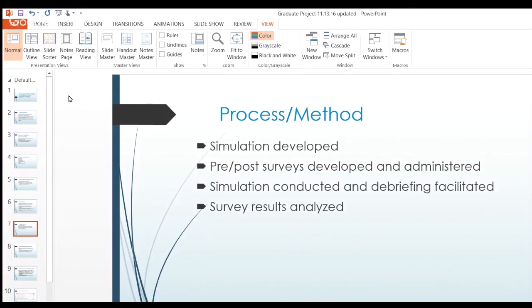When we look at the process or method, again, I created a simulation, and this was a new simulation covering an old topic of sepsis, but again, without a focus on septic shock and more of a focus on early sepsis identification. I did create a pre and post survey that was administered to the learners before the simulation and then after the debriefing on sepsis. The simulation was conducted and a debriefing facilitated immediately thereafter. And then the survey results were then analyzed.